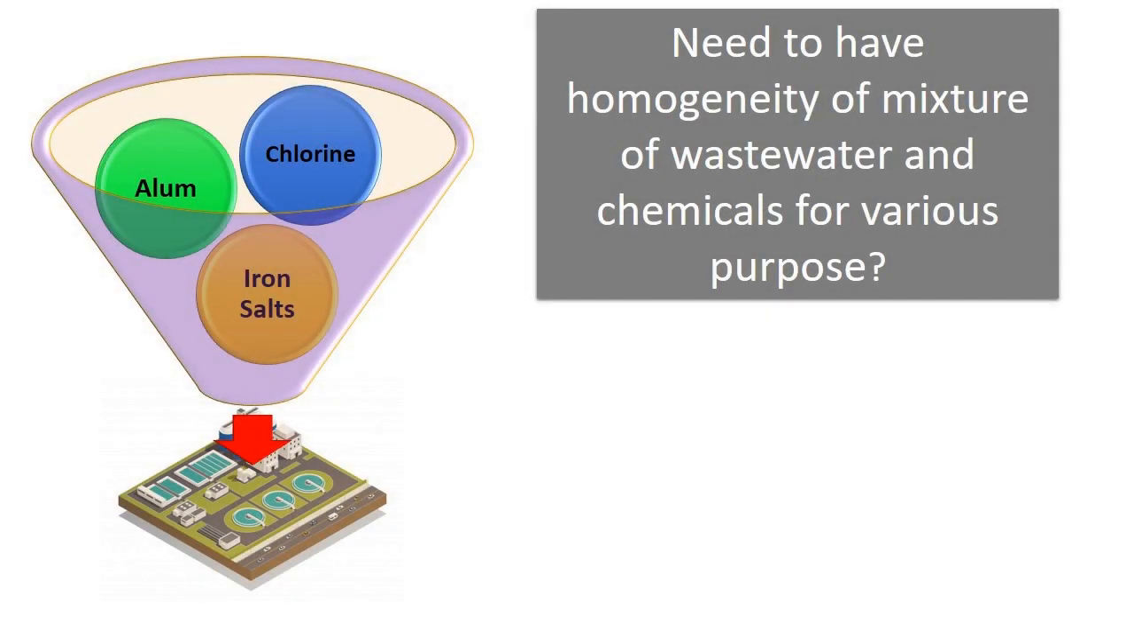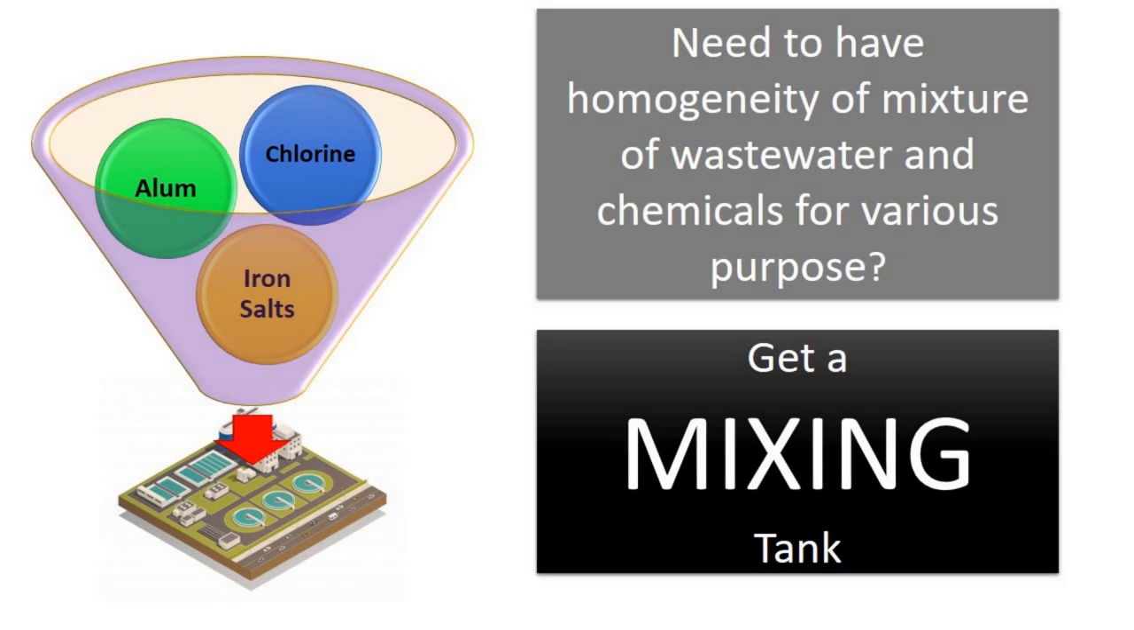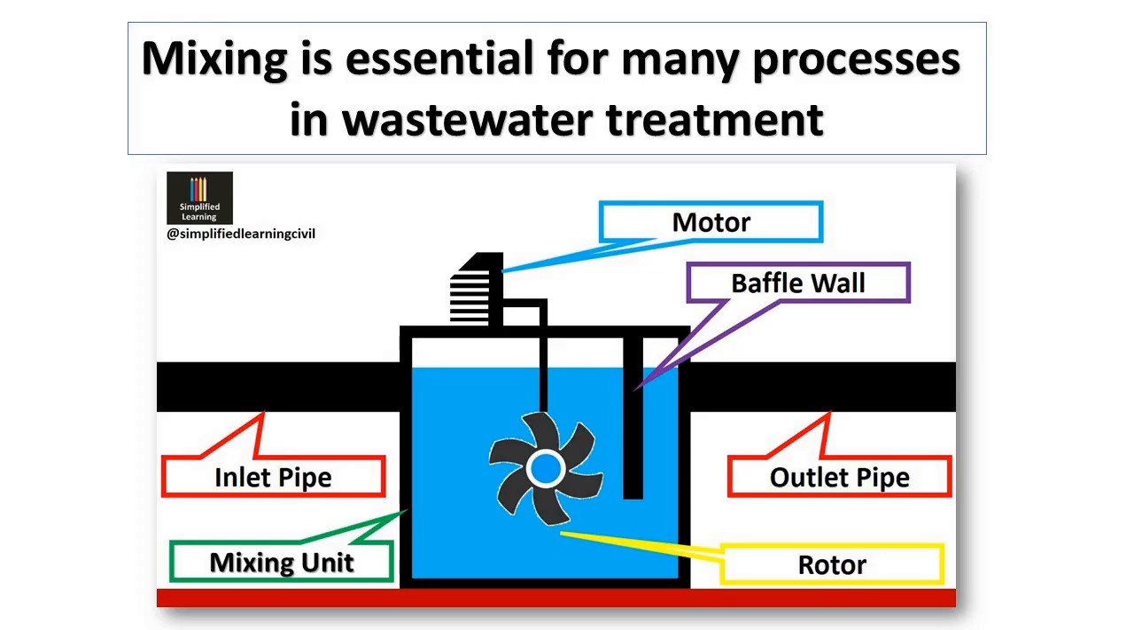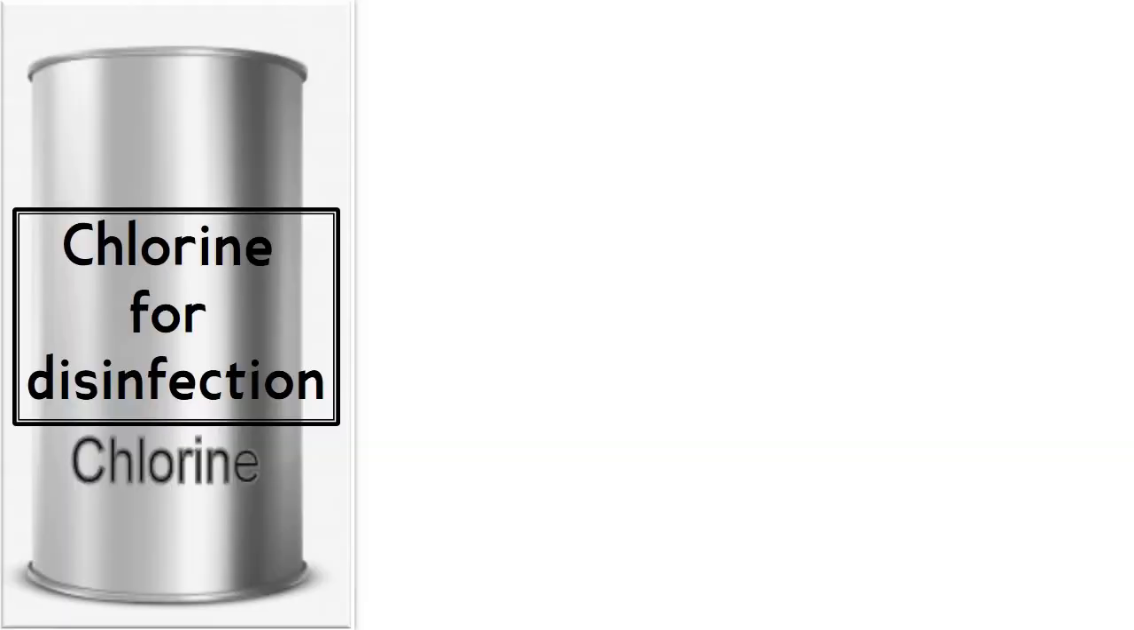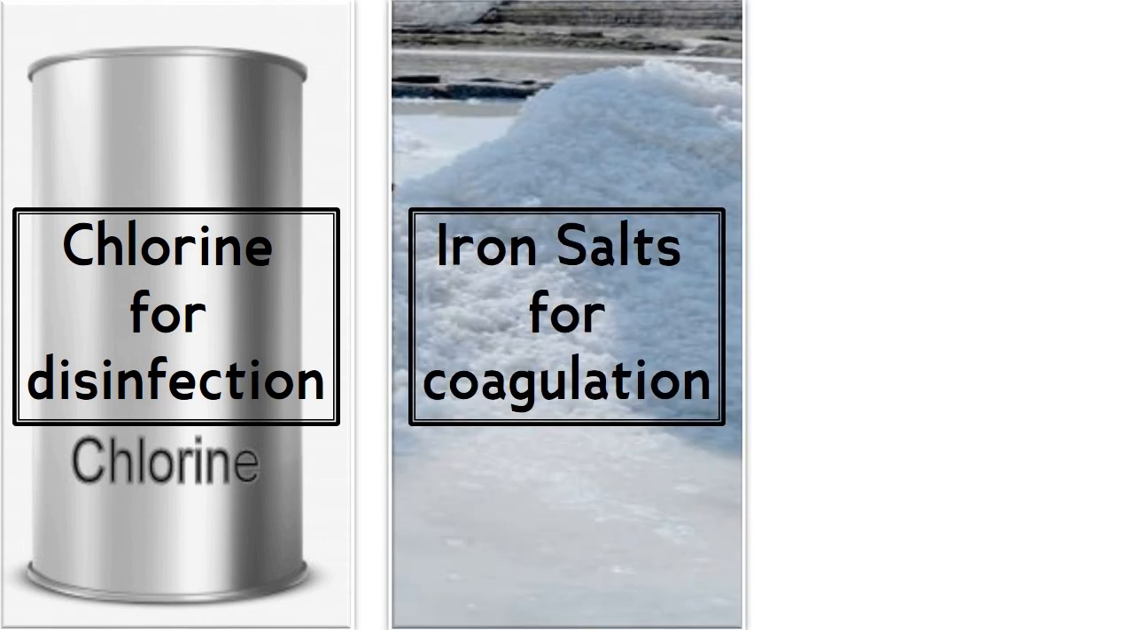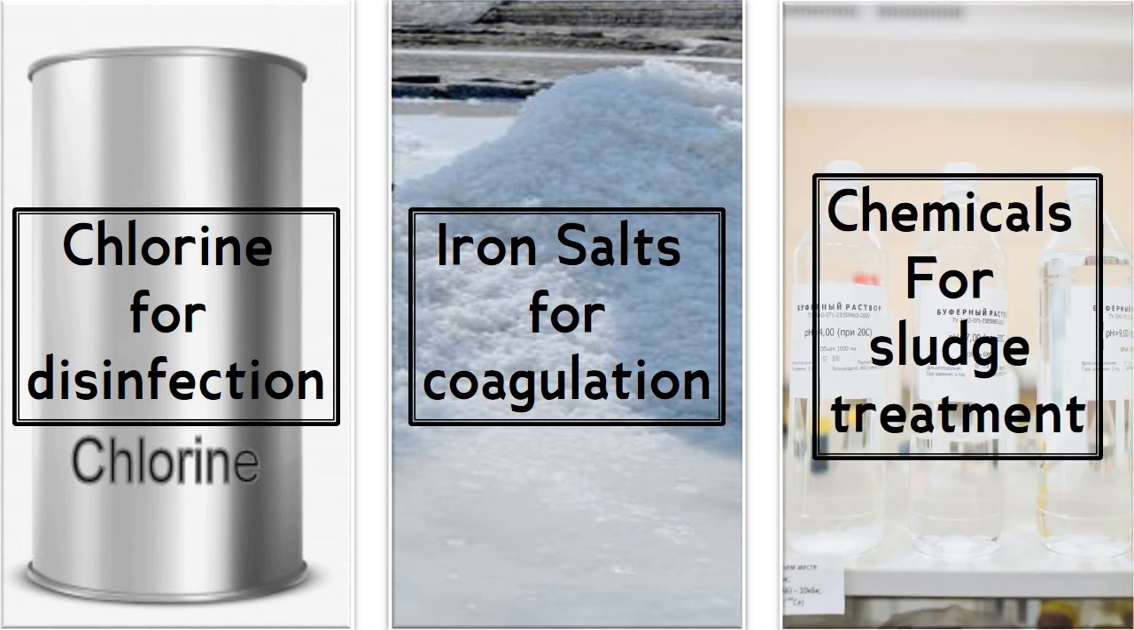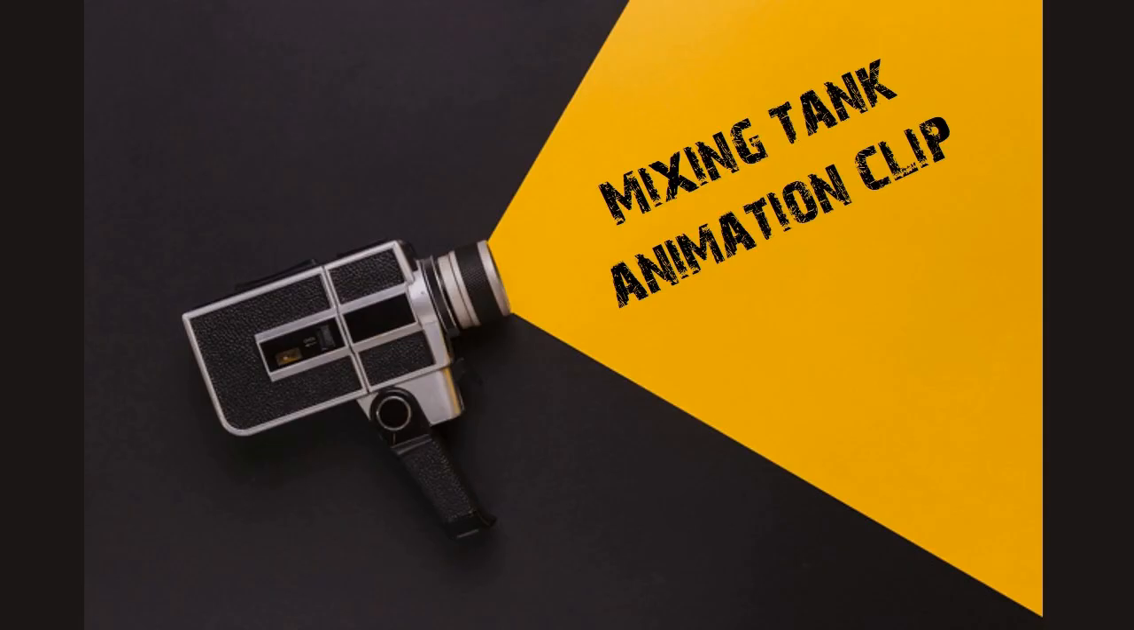How to achieve homogeneity of wastewater when mixed with chemicals? The answer is the process of mixing. Mixing is important in several phases of wastewater treatment, such as mixing of chemicals like chlorine in wastewater for its disinfection, blending of iron salts or alum in wastewater for the flocculation process. During sludge treatment, chemicals need to be mixed with wastewater for improving its dewatering characteristics. Can we please roll in the mixing device clip?